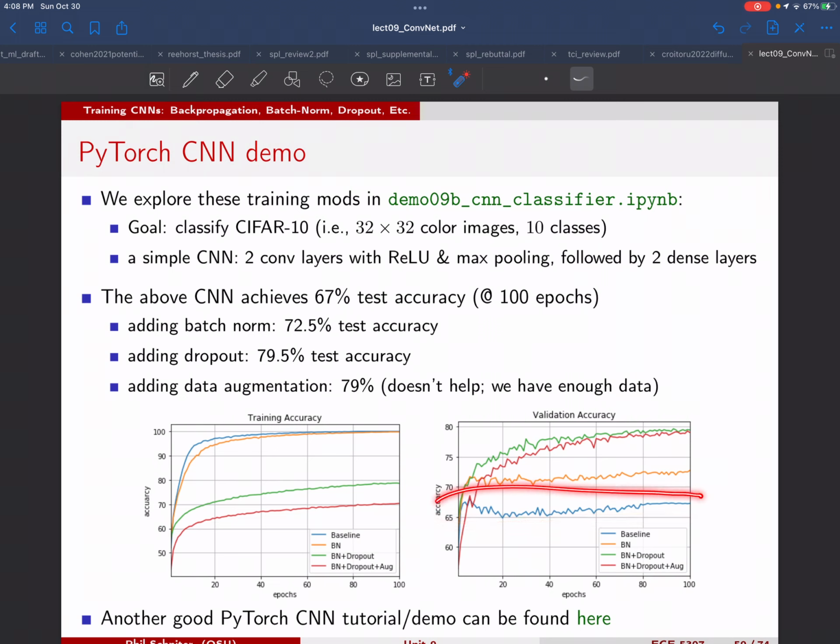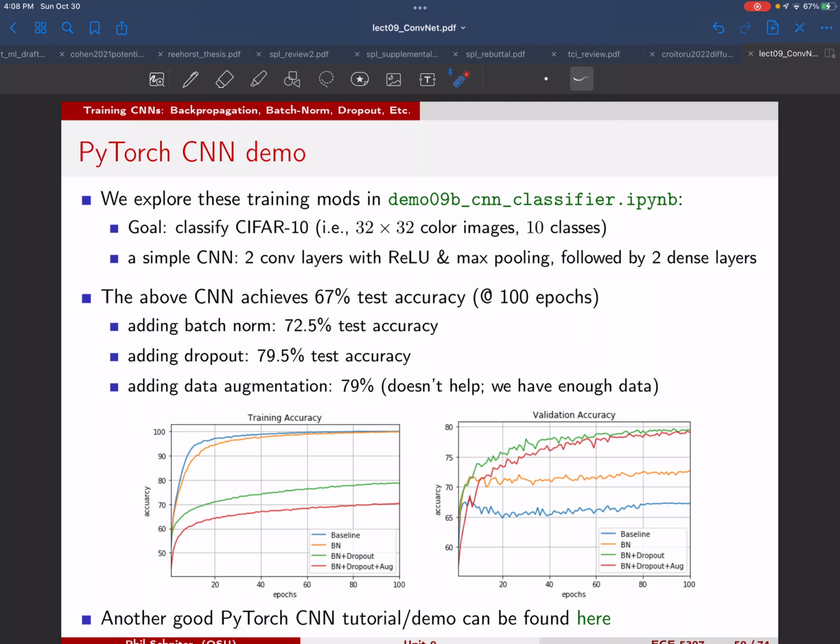Okay, so how can we improve this? Let's try adding batch norm. When we add batch norm, you can see that the training slowed down just a tiny bit. I think often it speeds things up, so the fact that it slowed down a little bit is maybe a little surprising. But what's more important here is you can see that it gained about 5% in accuracy.